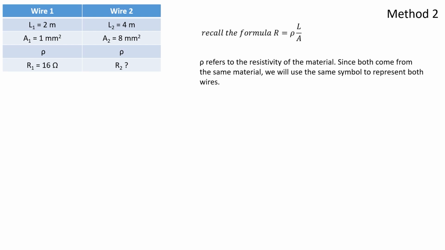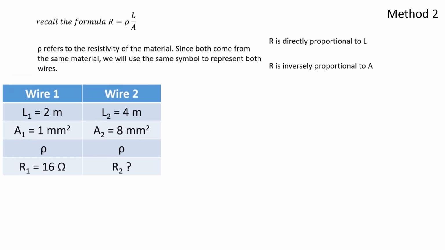We still organize the data in a table, but this time we look at the formula in a slightly different way. We observe that resistance is directly proportional to length and inversely proportional to cross-sectional area. In other words, if length changes by a certain factor, resistance will also change by that same factor. If the cross-sectional area changes by a certain factor, resistance will change by the reciprocal of that factor.